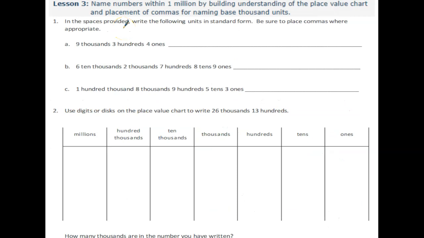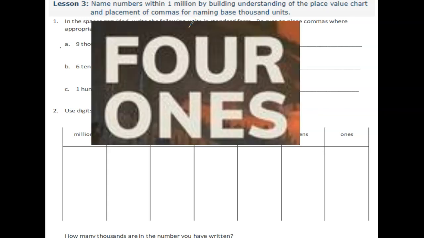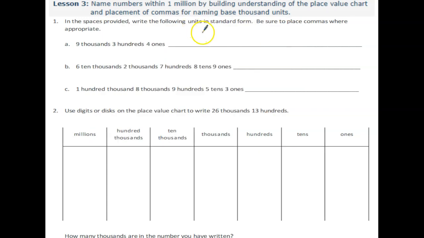It asks us to name numbers within 1 million by building understanding of the place value chart and placement of comma for naming base 1,000 units. It says in the space provided, write the following units in standard form. Be sure to place a comma where appropriate. So we have 9,300s, 2 ones. So that would be 9 in the thousands place, comma, 300.